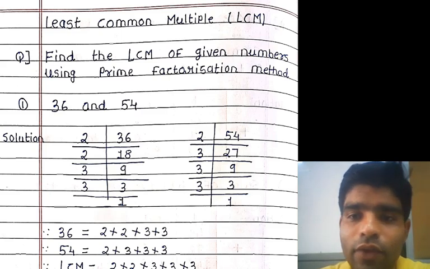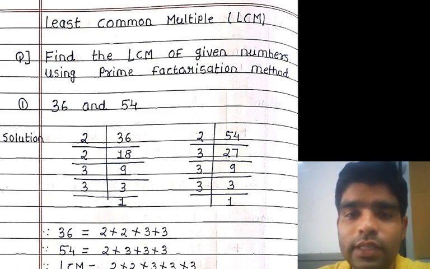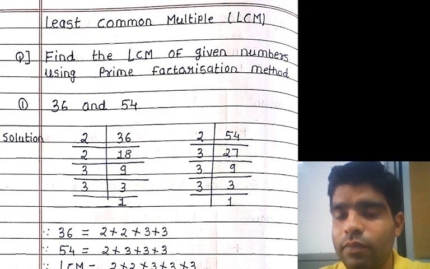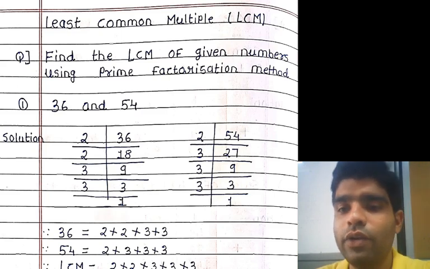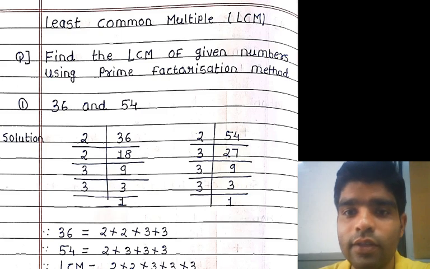In the same way we have to solve 54. Definitely 54 is also divisible by 2. So we write 54 on the first side and 2 on the other side. 54 divided by 2, half of 54 is 27. We write 27, and 27 is also divisible by 3 because 3 nines are 27. So we write it in the third row.